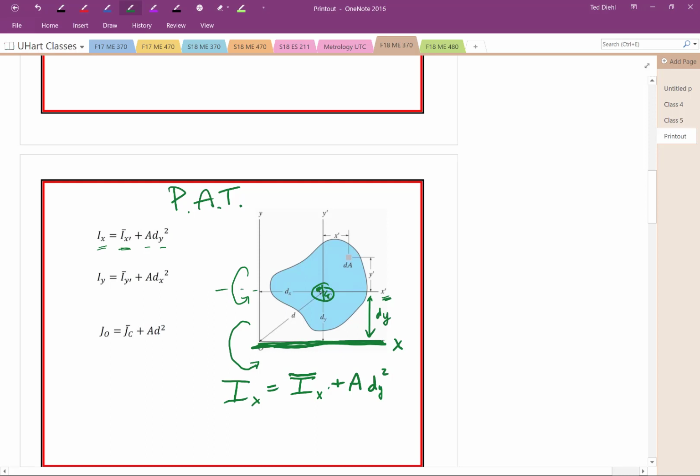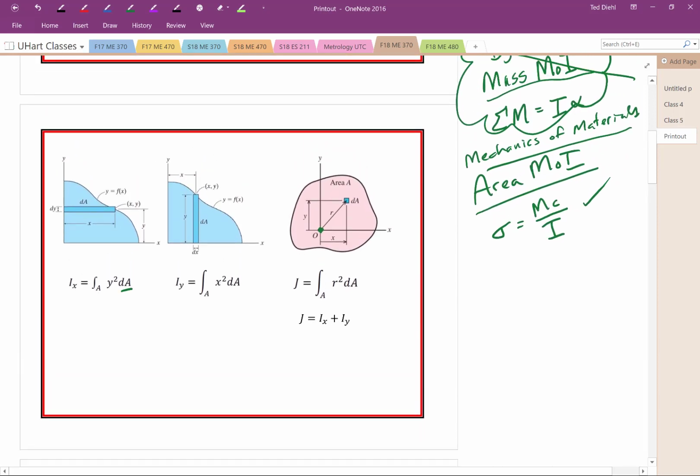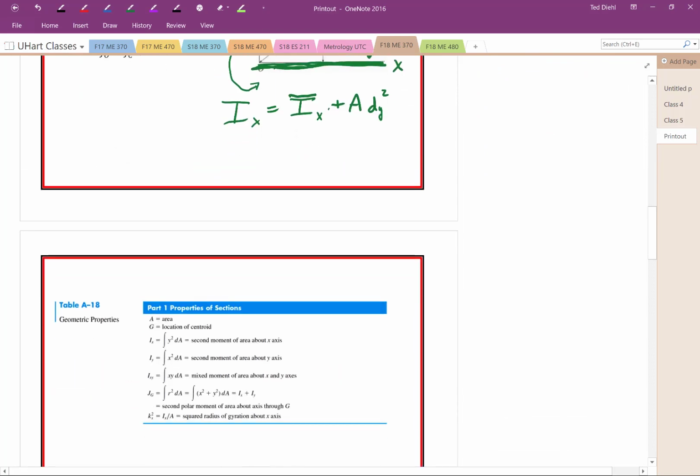An interesting thing I should point out for circular pieces where we do this polar moment of inertia is that we could actually find the polar moment of inertia by adding together the moment of inertia about one axis and the moment of inertia about another axis. An interesting way to put it.